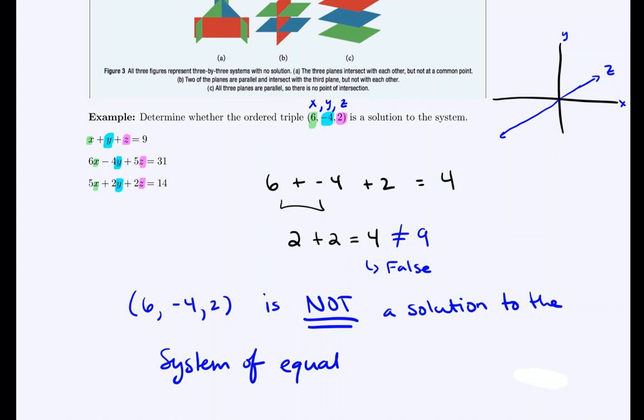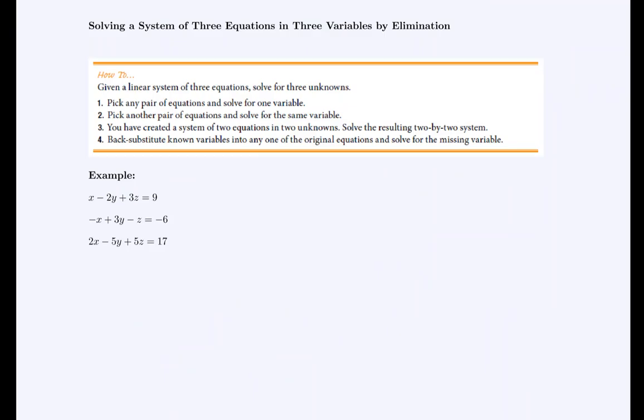Now, had we gotten a true statement, then we would need to continue the process by checking the second equation and the third equation, and if they all gave us true statements, that's when it would have been a solution. So we saw what can happen if you're given a point, how to verify if it's a solution. But what if we're given a system of equations and we then need to find the solution, if there is one? The way you would go about this is quite similar to the last case, except you have to do a little bit of work at first.